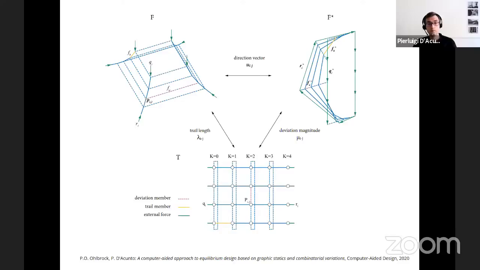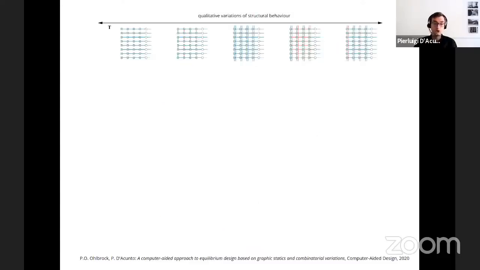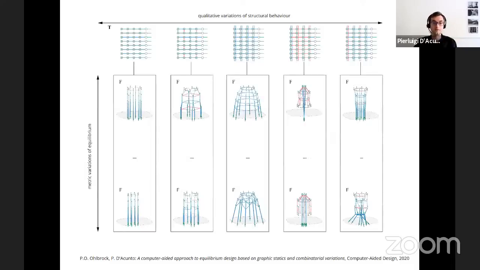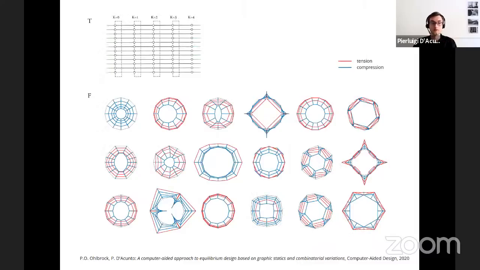With the combinatorial equilibrium modeling that has been developed by my colleague Ole Ohlbrock, and I've been collaborating with him for the implementation of this into computational tools, it has been possible to introduce a third diagram on top of the form and the force diagram, and this is the topological diagram. Thanks to this topological diagram, it is possible to operate at the level of the topology of a structure, and as such, change the connectivity of the constituting elements. For each topology, it is then possible to work on the metric variations. This allows us to start, for example, with the same topological diagram, so the same ground topology of a structure, and generate multiple variations of forms that are in static equilibrium.